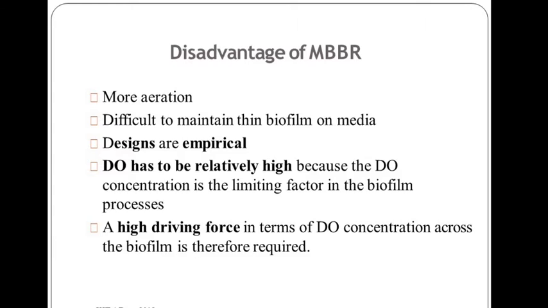This method also has some disadvantages: more aeration is required, it is difficult to maintain a thin biofilm on the media, and the design is empirical. DO has to be relatively high because the DO concentration is the limiting factor in the biofilm process. A high driving force in terms of DO concentration across the biofilm is therefore required.